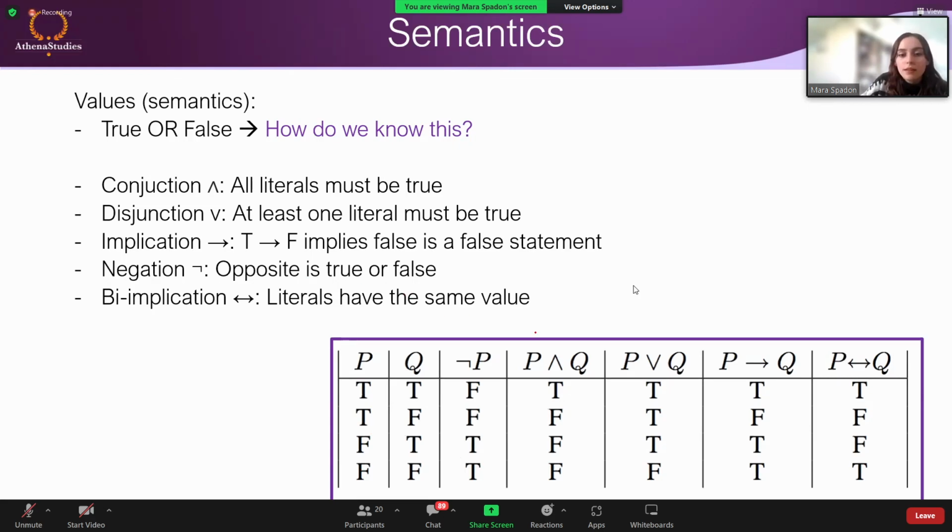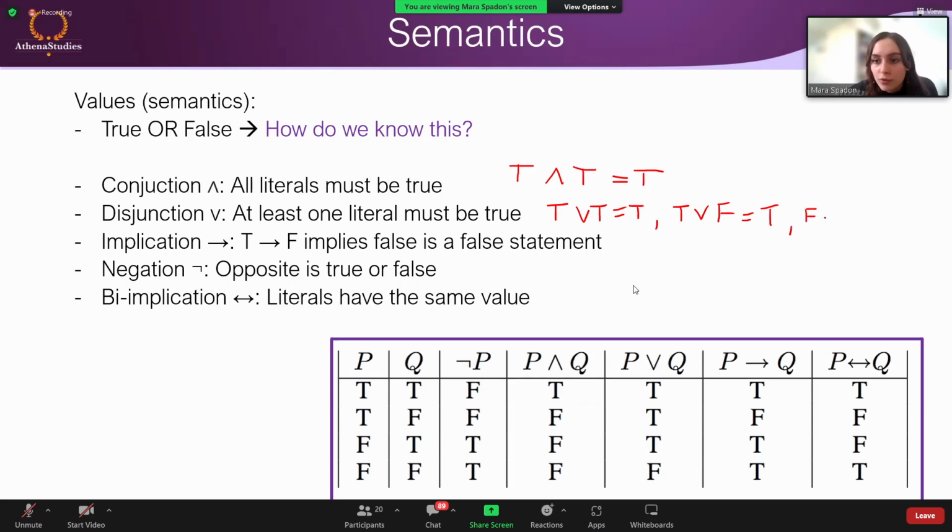Sorry. Then we have the conjunction, which means that all literals must be true. So it must be true and true. Only this one can yield true, right? We can see in the table only if these two values are both true do we get our truth value. So that's the conjunction. The rest is all false. Okay, for disjunction, we have that at least one is true. So we could have true or true. We could have true or false.